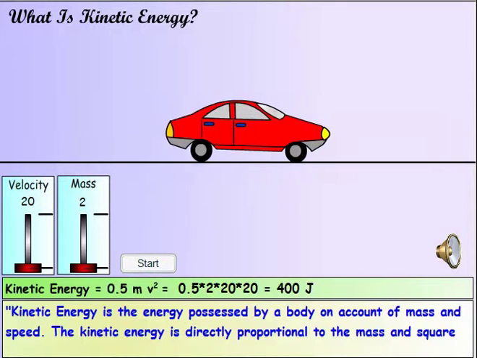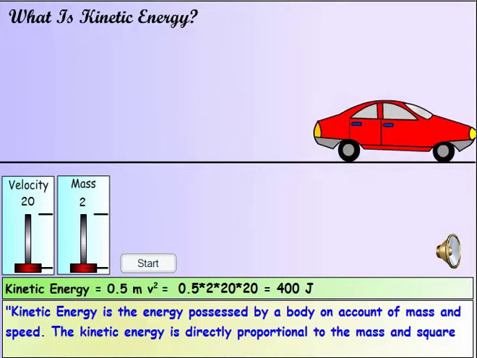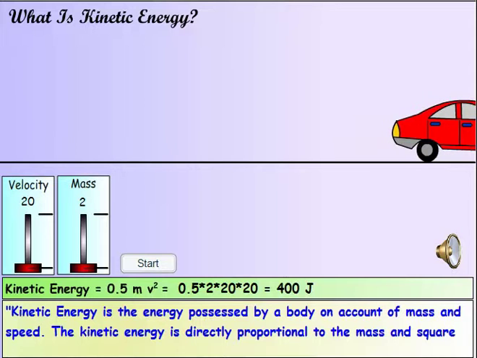Kinetic energy is the energy possessed by a body on account of its mass and speed. Kinetic energy is directly proportional to the mass and to the square of the velocity. If the velocity is doubled, the kinetic energy increases by a factor of 4.